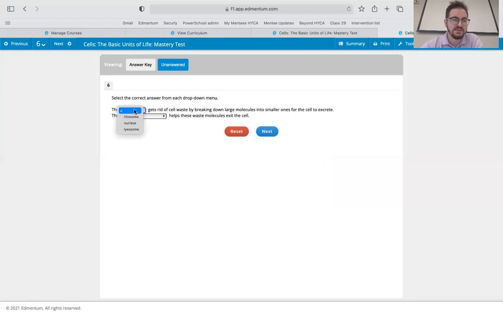So the blank gets rid of cell waste. Ribosomes make proteins. The nucleus is the brain. So if you didn't know, lysosome, the word lys, L-Y-S, means to throw away waste, throw away trash. Okay? The blank helps these molecules exit the cell, right? So the good thing about the cell membrane, okay, is that things can enter in and exit out as long as it allows. It kind of decides what's going to come in and out.